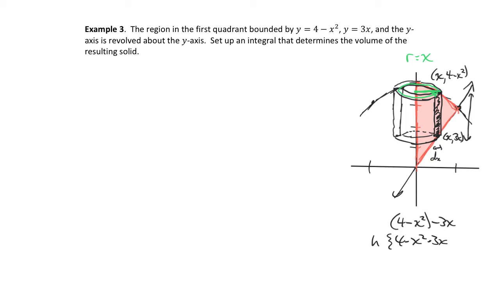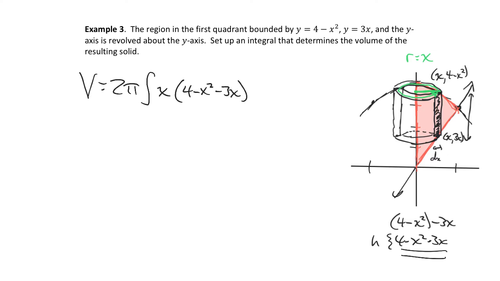Now we put this all together. The volume is 2 pi times my radius. I'm going to stick the integral sign in front of that. My radius is x, multiplied by the height of the typical shell. Our height, remember, was 4 minus x squared minus 3x, multiplied by the last dimension of that big box, which is dx. Now what we have left out of this is the boundaries of my particular region. We start at x equals 0, we end at x equals 1, so we're going to go from 0 to 1. Now, in order to evaluate this integral, we will need to distribute the x through.